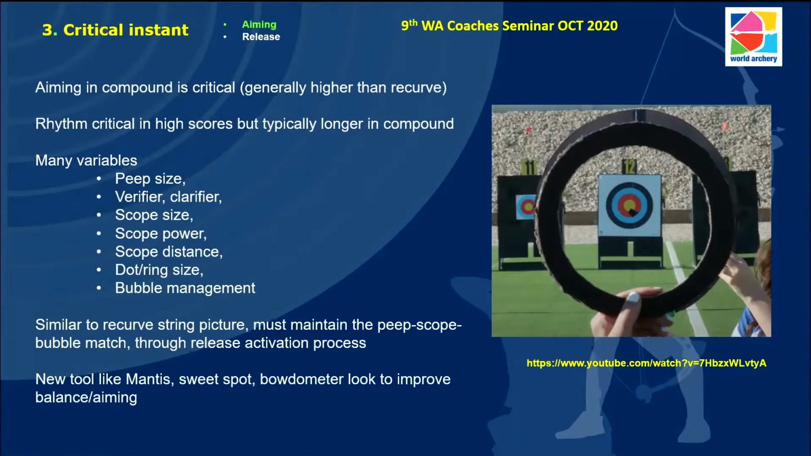There are some devices now that you will find on the market, like the Mantis or the Sweet Spot or the Bodometer, that are really looking at improving the balance. So that is your stabilizers and your sight, but really that's all about trying to get your aiming better, your aiming more consistent, because it is such a vital skill with the compound. And that's, I guess, the main message with this slide: this is one of the bigger differences from the recurve bow, and that is compounders will aim typically a lot more than a recurve bow.